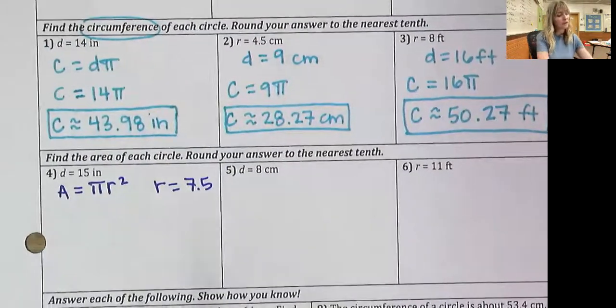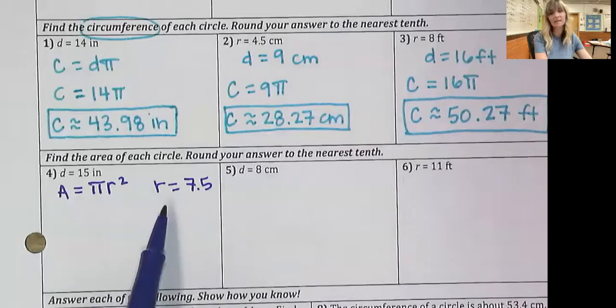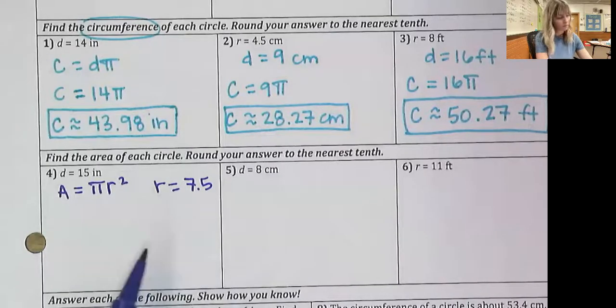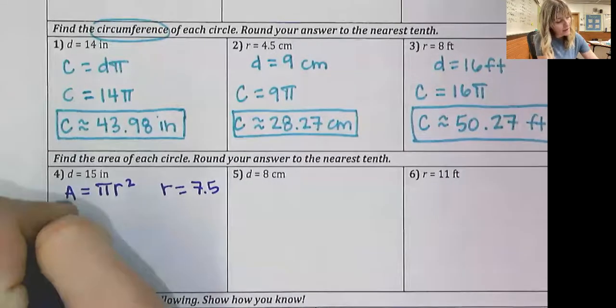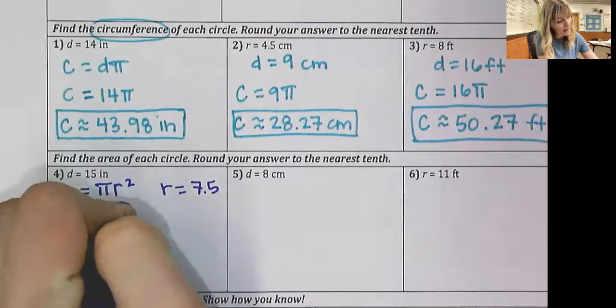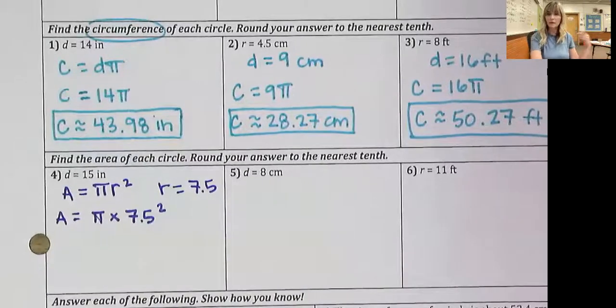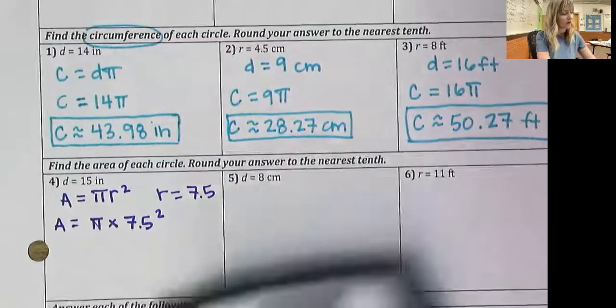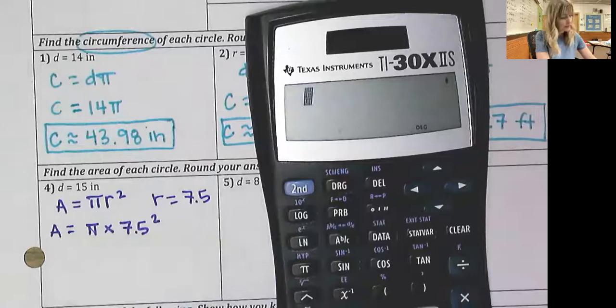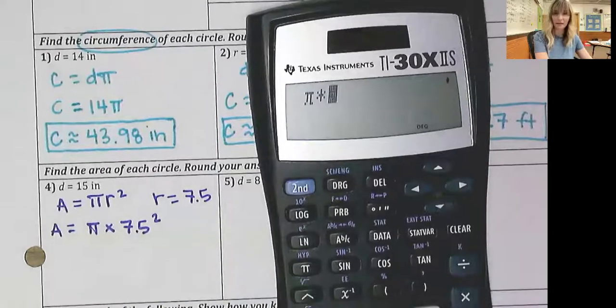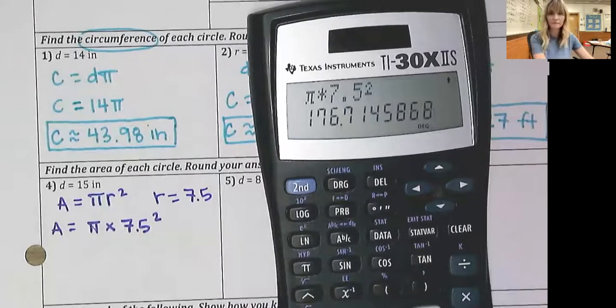When you're dealing with area, radius is not just the easiest, but it's what you absolutely need. So I'm going to go area equals pi times 7.5 squared. You can write out 7.5 times 7.5, but you can actually type it exactly like that as well. Pi times 7.5 squared.